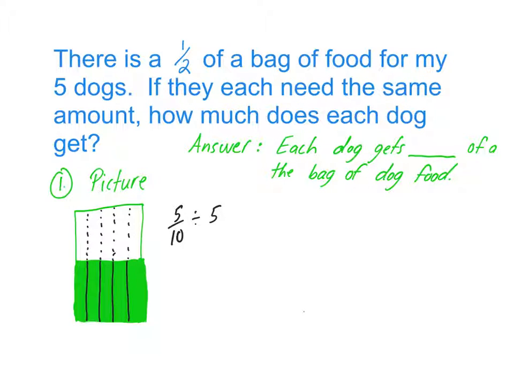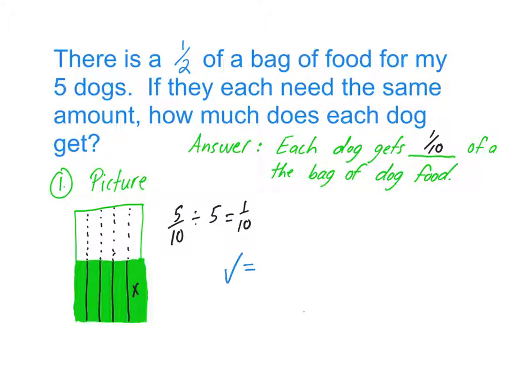So if I have 5/10 and I have 5 dogs, each dog looks like it would get 1/10 of the food, because I take my 5/10 and each dog would get one little piece down here. So for one dog, that would be 1 out of 10. So each dog gets 1/10. All right, so thinking back to the steps to attack a problem, I drew my picture, I came up with an answer, and now I need to check it. Let's see if this makes sense.